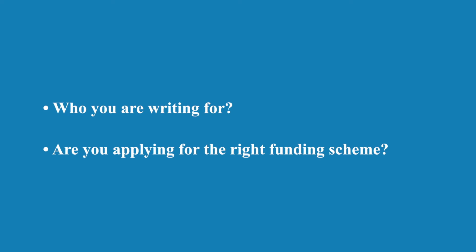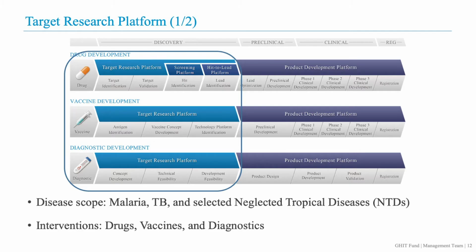So GHIT has two. It has the target research platform and the product development platform that I'm going to talk about today. And you can see here what falls into the target research platform. And you can see underneath which disease areas and the fact that it covers all interventions. So step one is make sure you're applying for the right part of the funding scheme.